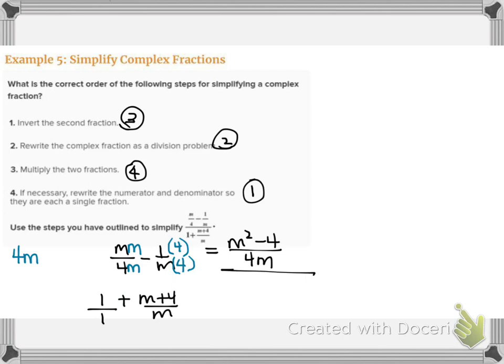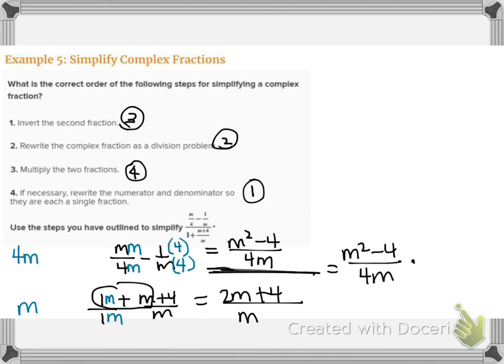Now let's tackle the denominator. Notice I'm going to write 1 as a fraction just to help see the common denominator, which is going to be m. The second fraction already has that m, so I only need to multiply the first fraction, top and bottom, by m, and then I write what's left. We have m plus m, which is going to give me 2m's, plus 4, all over my single m. Now we have a division problem.